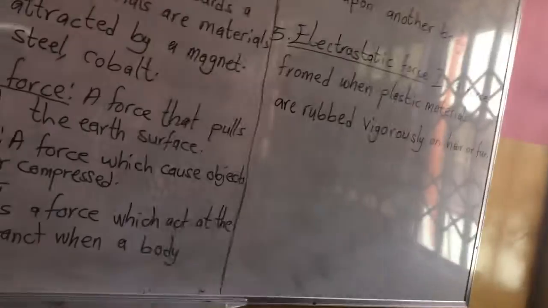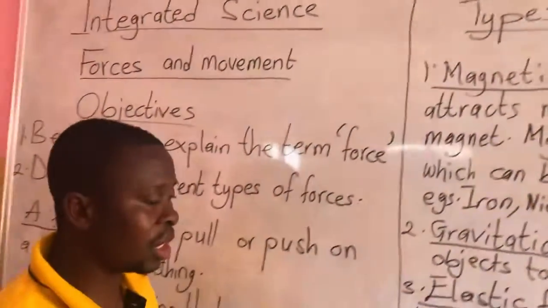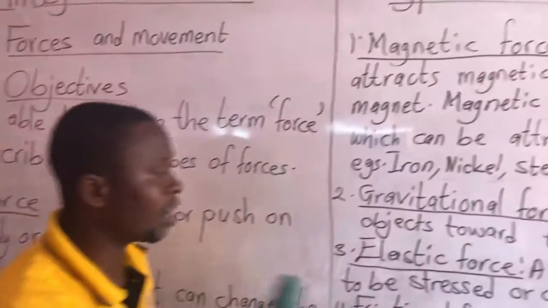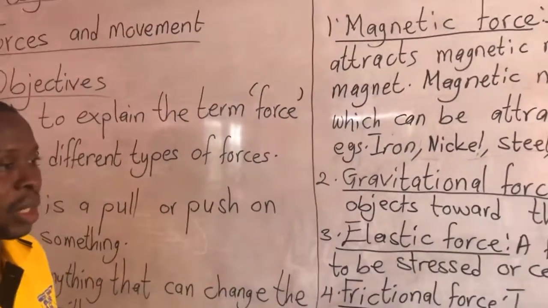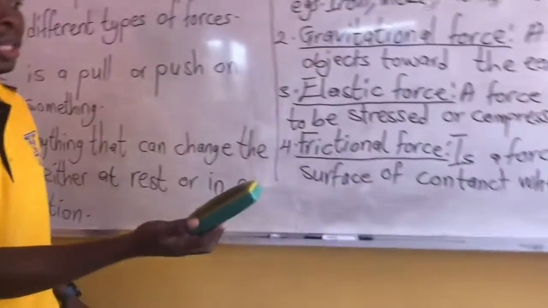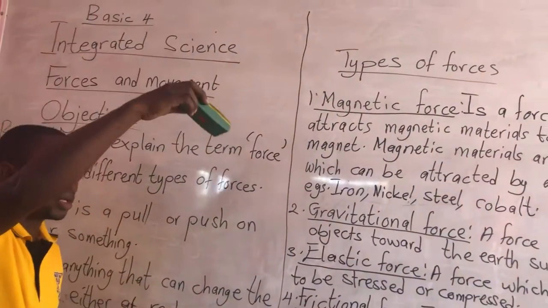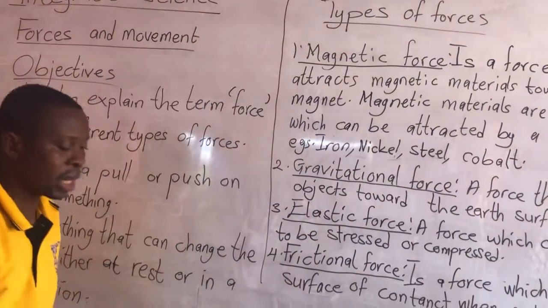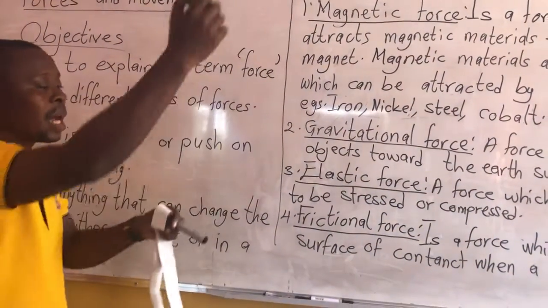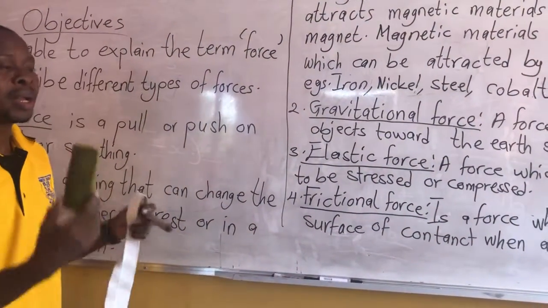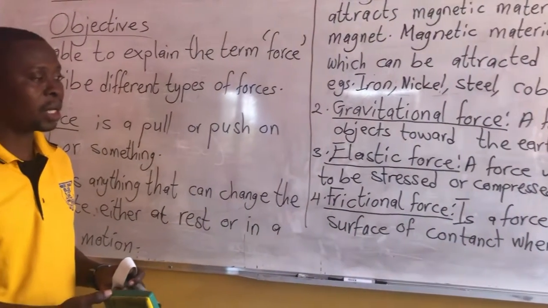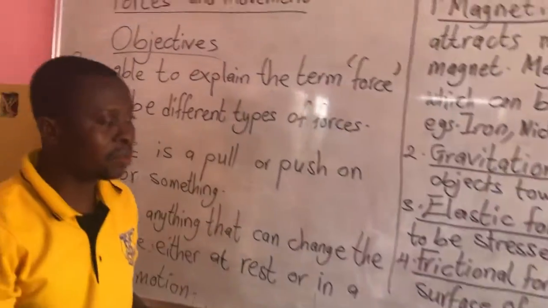Good. So let's look at the gravitational force before we move to elastic force. Now let's throw this object. Look at it. You see, it doesn't continue moving upwards, but it falls back to the earth. So the force that pulls it back is what we call gravitational force.